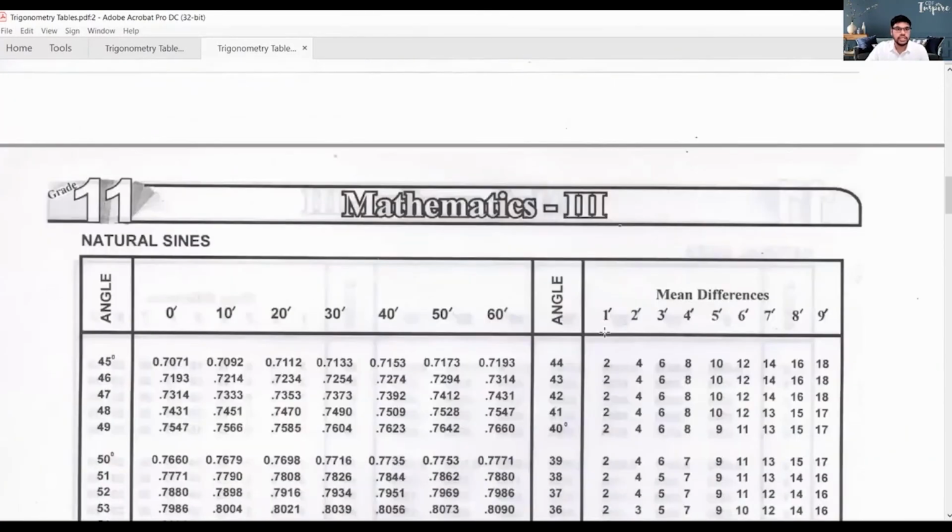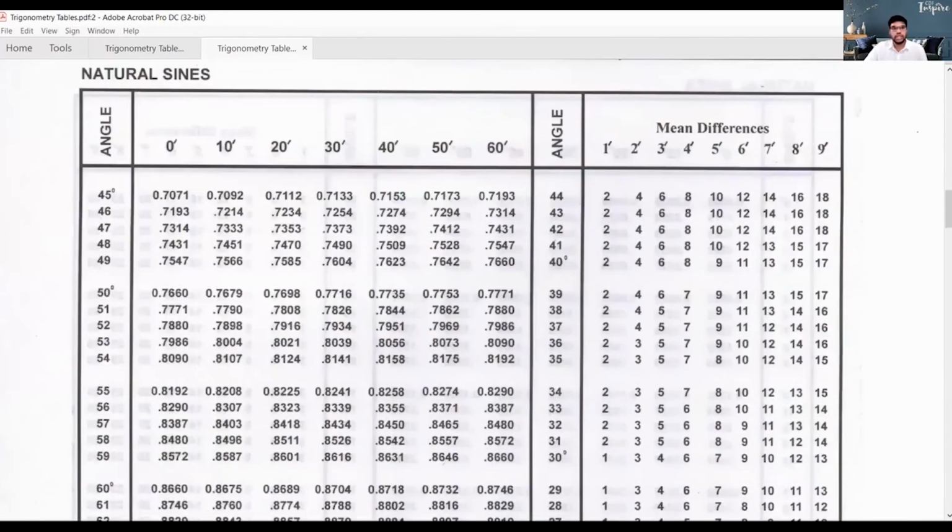Okay, so children, it's on the second page of sine, right? So the number is 7143. Okay, so children, you can see on sine 45, on the row for 45, you have 7133 and 7153, right? So for 7143, you have to add 10 to 7133.